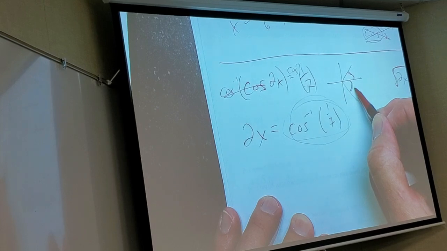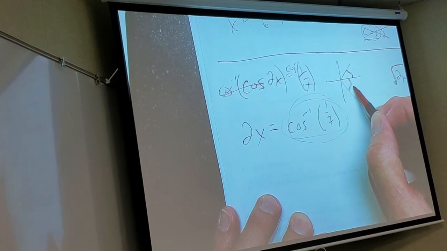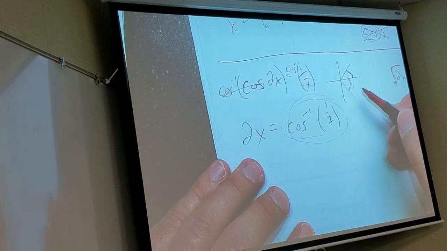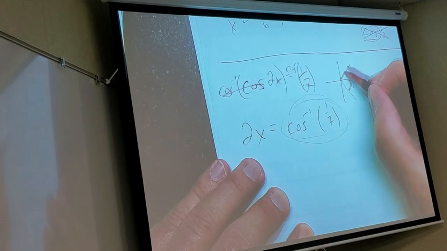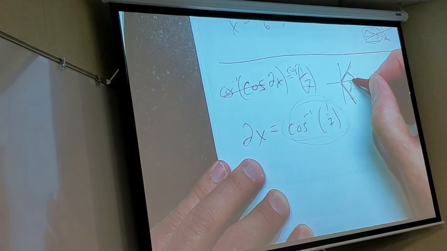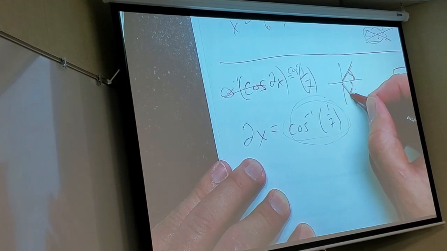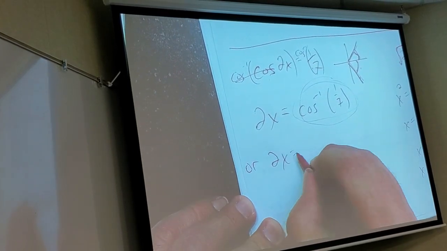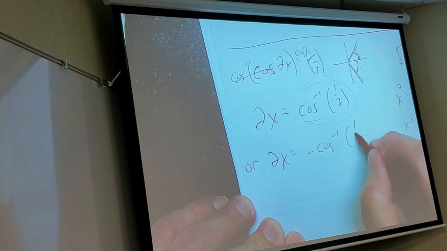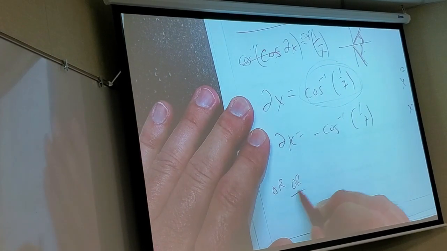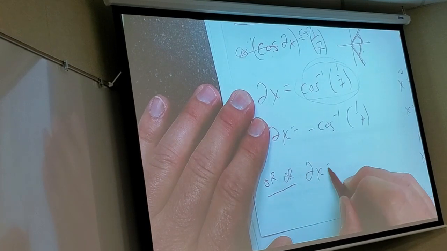It's a really easy answer. Say again? No, it doesn't have to be the same angle just down there. So instead of going positive, can't you just go negative? So would it be negative? You could either do 2x equals negative cosine inverse, right? Or you could do the other one.